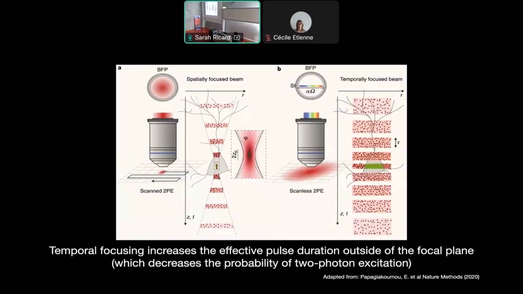And so this is just to give you the classic two-photon excitation, which is where we spatially focus a beam in order to make sure that we have a non-negligible probability of excitation in the focus. In temporal focusing, what we do is we expand the duration of the pulse away from the focal plane to make sure that only in the focal plane do we have the short pulses necessary to excite two-photon excitation.